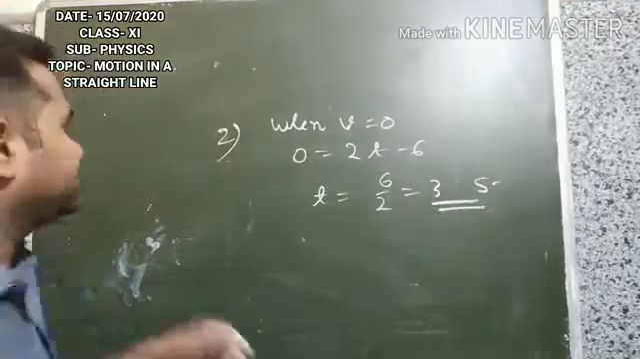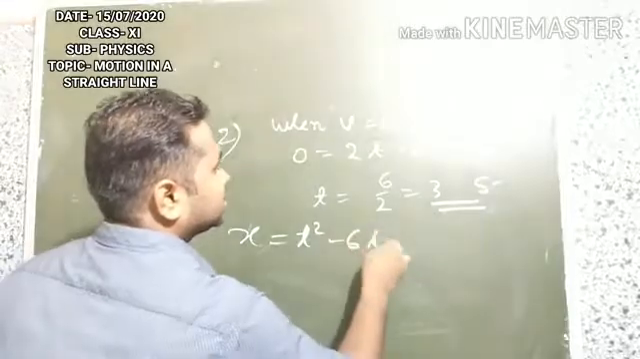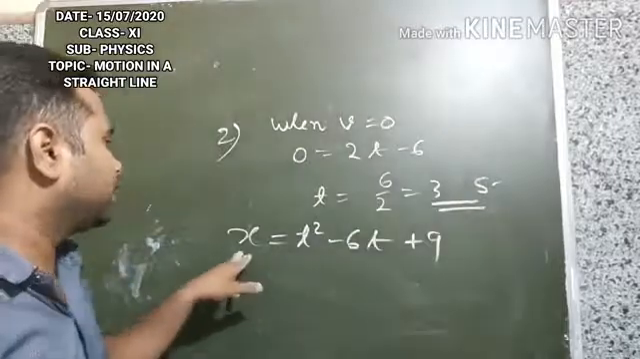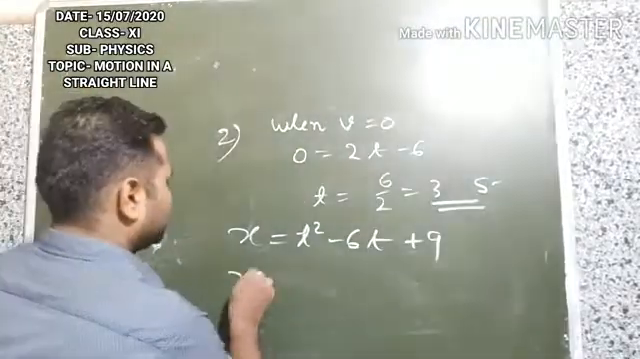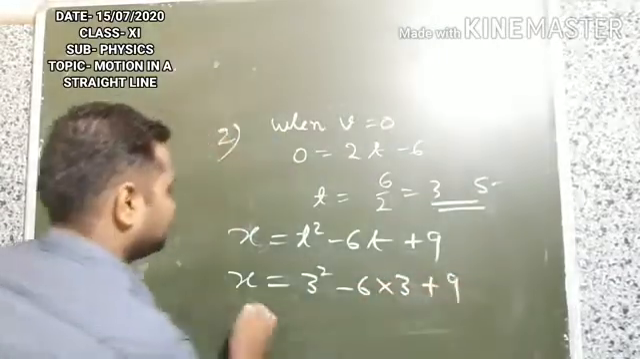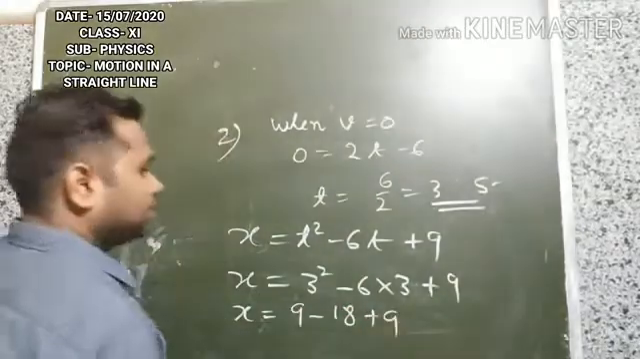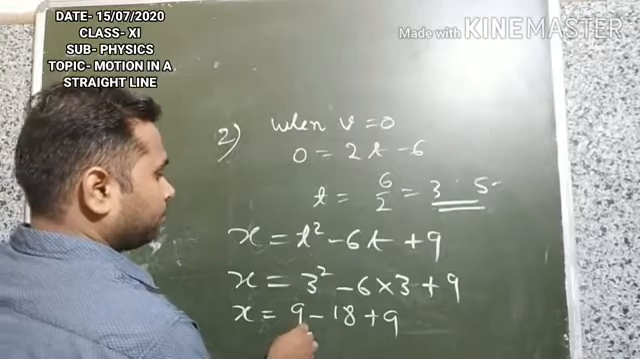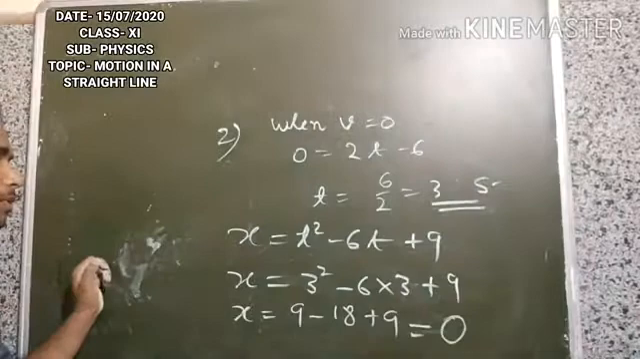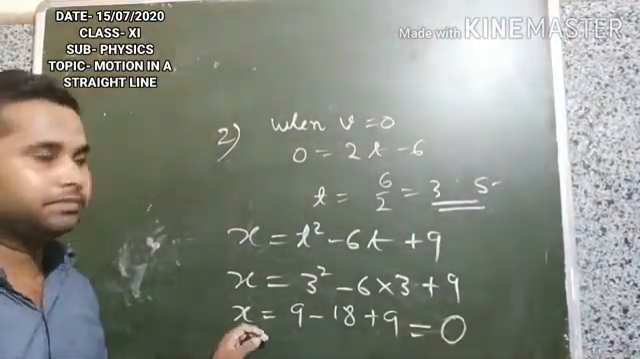Now check the displacement here. The displacement relation is x equals t square minus 6t plus 9. Now put the value of 3 second here to get the displacement at 3 second. So x equals 3 square minus 6 into 3 plus 9. So x equals 9 minus 18 plus 9. Plus 9 plus 9 is 18 and minus 18, it is 0. This means when its velocity is 0, the displacement is also 0 here.